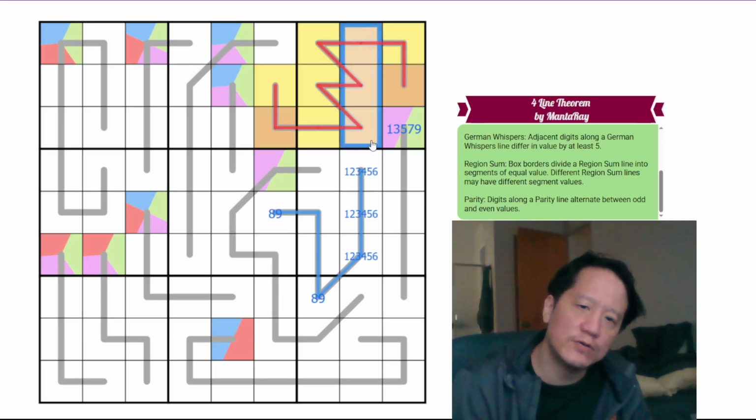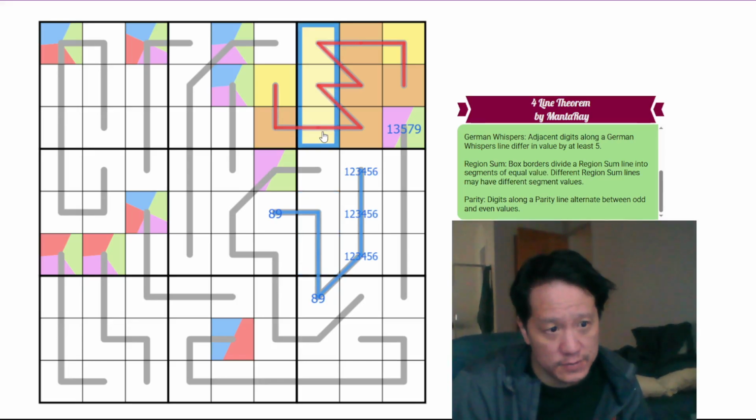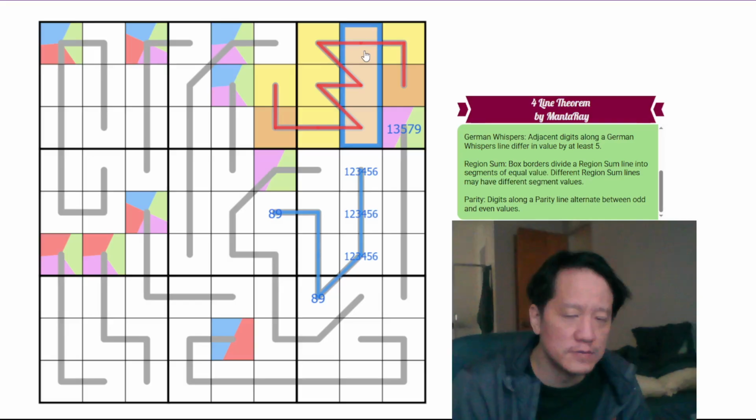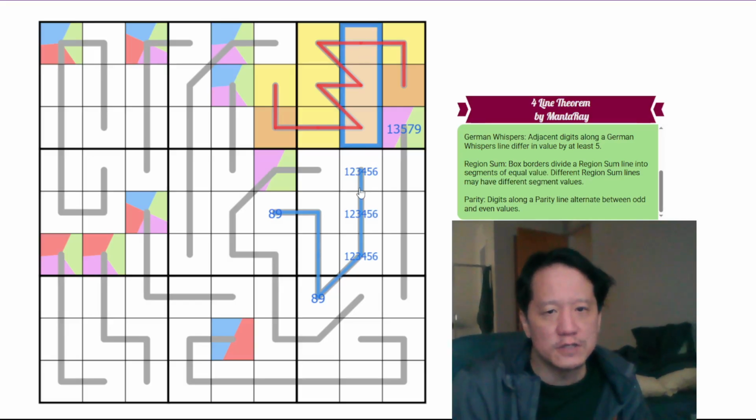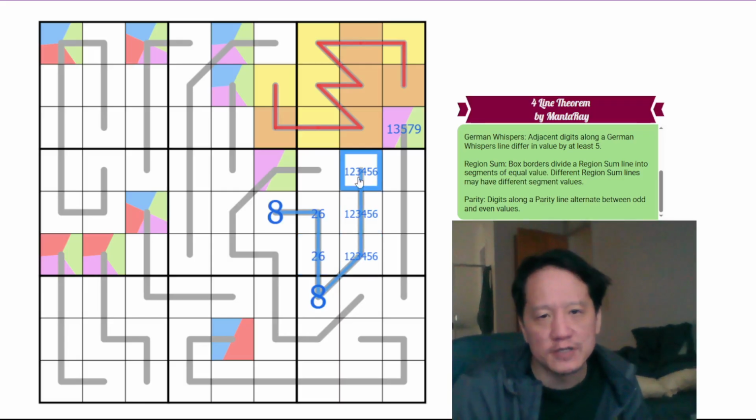We have 3 oranges here. So if this was 8 and 2, 6, these would have to be all odds, which means these would be all evens. So let's go again through that scenario. If this is 8, we have 8 and 8 here. This is 2 and 6 to add up to 8. And this must be 1, 3, 4 to add up to 8.